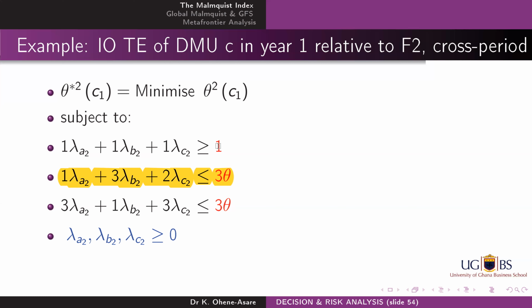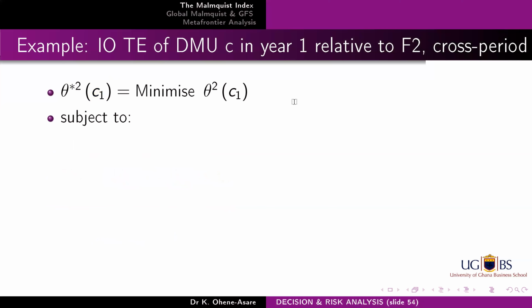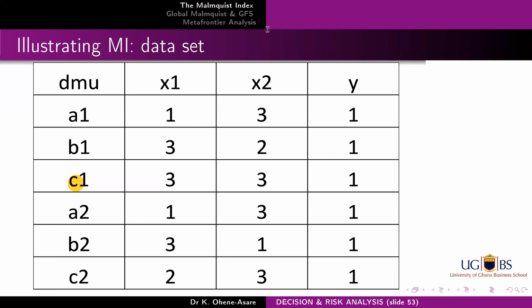But when it comes to the right-hand side, because you are dealing with cross period, the one in the bracket is for the current year, in this case, C1. You will use that C1 data for the right-hand side. So if I switch it and I do C2 relative to frontier 1, you should be able to do that. How would you go about it?